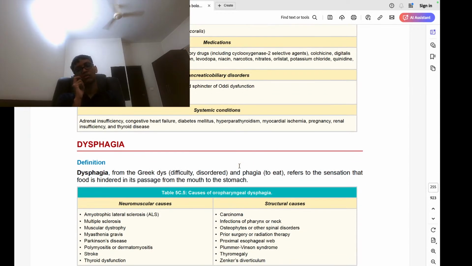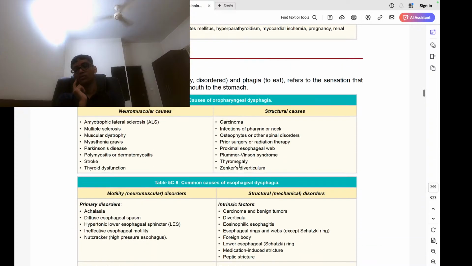Dysphagia is disordered, difficult eating, referring to the sensation that food is obstructed in the passageway from the mouth into the stomach. In causes, you have neuromuscular causes and obstruction causes. Neuromuscular, you have amyotrophic lateral sclerosis, ALS, multiple sclerosis, muscular dystrophy, myasthenia gravis, Parkinson's disease, polymyositis or dermatomyositis, stroke, and thyroid dysfunction.